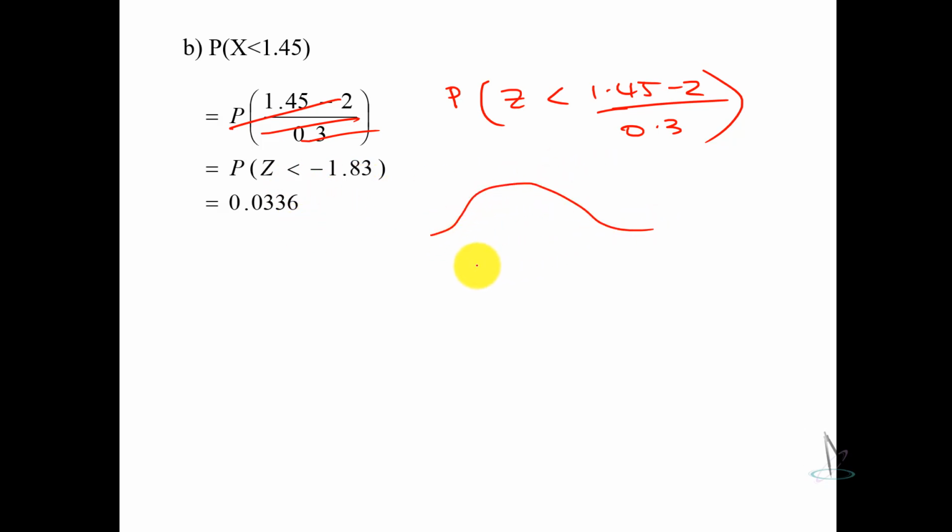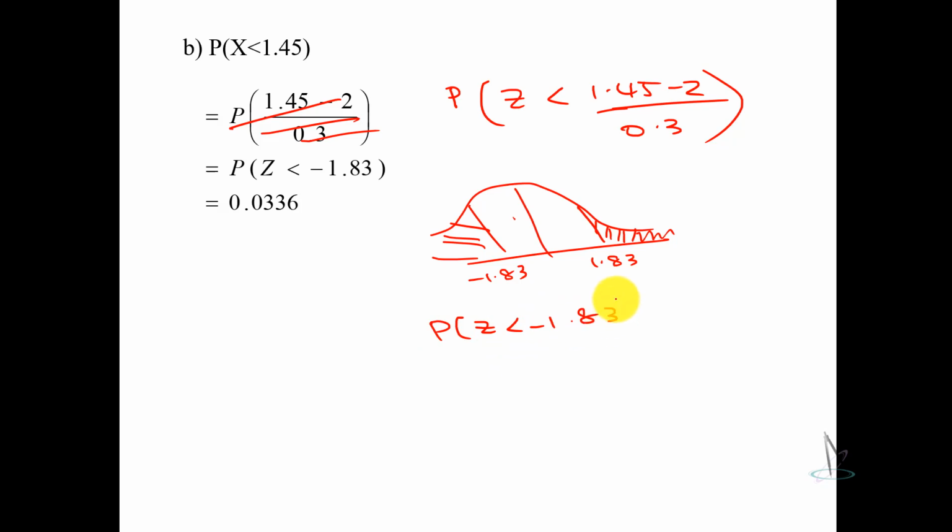Okay, draw the bell-shaped curve. So -1.83 is on the left hand side. Taking the symmetry, you can flip them, so this is on the right hand side. So the probability of Z less than -1.83 is actually equal to the probability of Z greater than 1.83. So you can find out the value for the probability of Z greater than 1.83, and that is 0.0336, and that is the end.